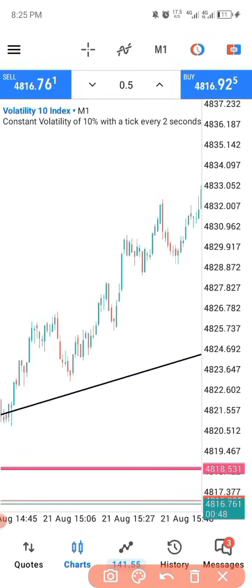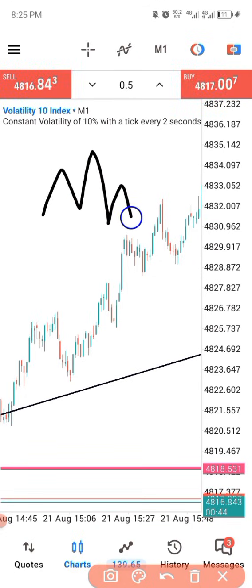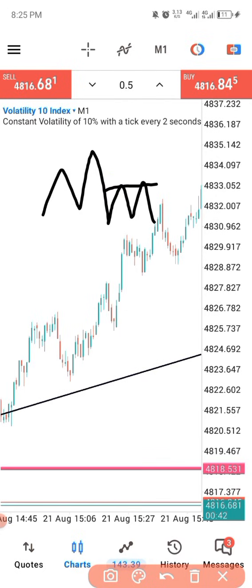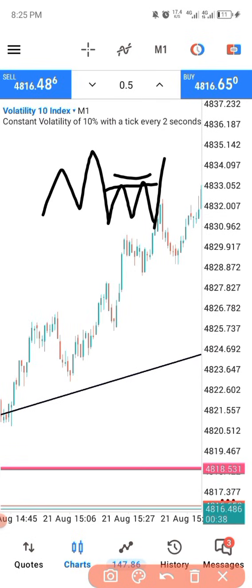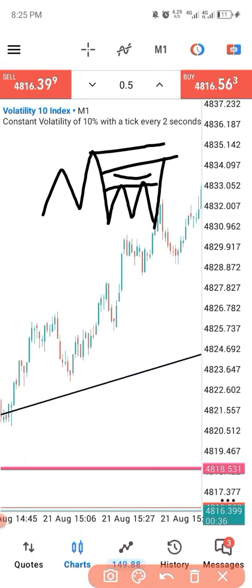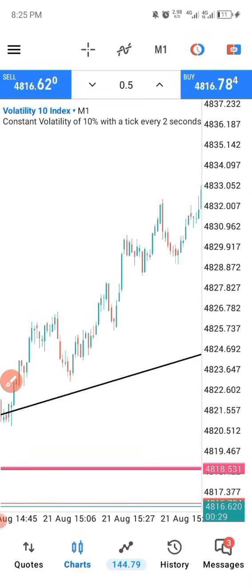But most of the time, when you see something like this, a double top like this is inducement, right? Wait for a retracement to sweep that inducement, then you enter the market. So that is what I did to enter that trade. So you guys can also master it.